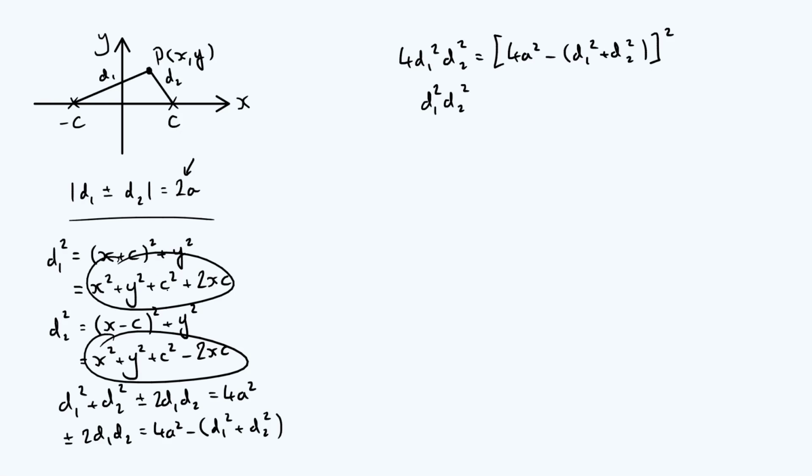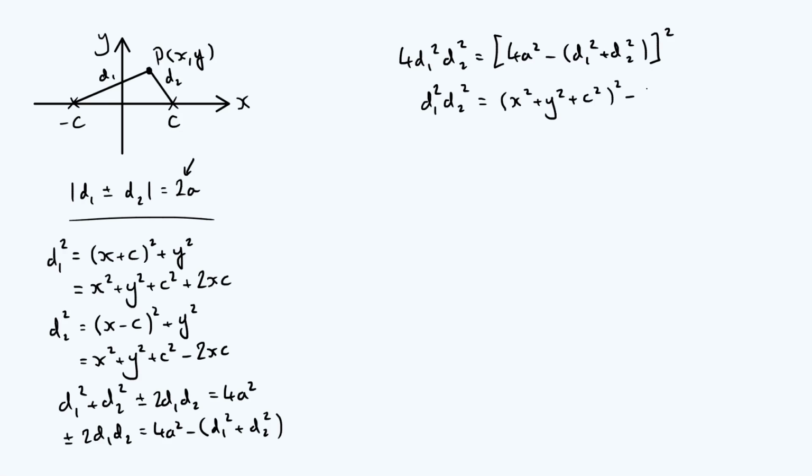Because you've got that stuff plus 2xc times the same stuff minus 2xc. So if you use your difference of two squares identity, you're going to get the first thing squared, which here means (x squared plus y squared plus c squared) all squared, minus the second thing squared, which is going to be (2xc) all squared, or 4x squared c squared.